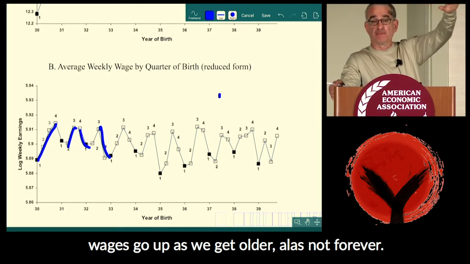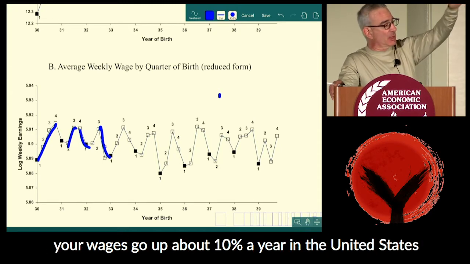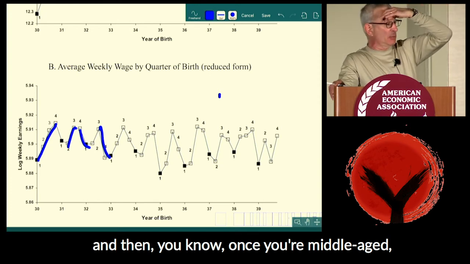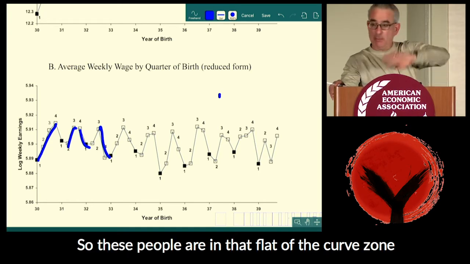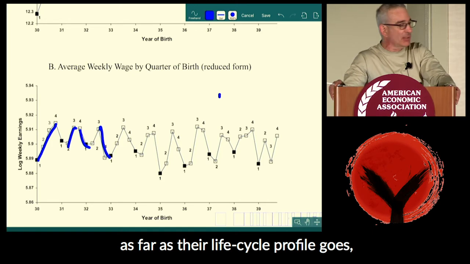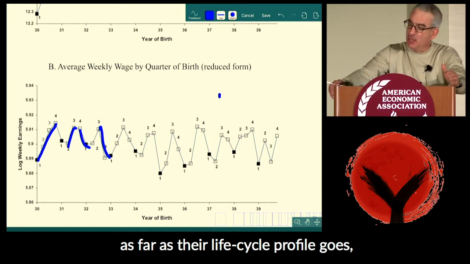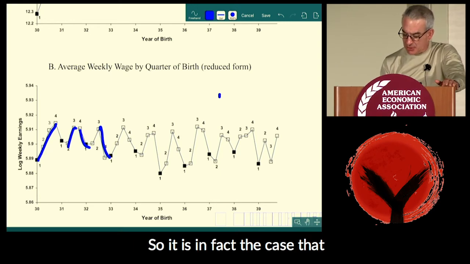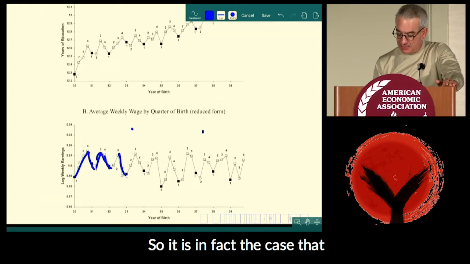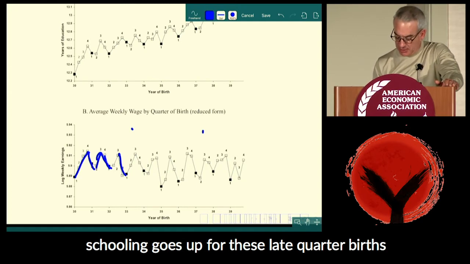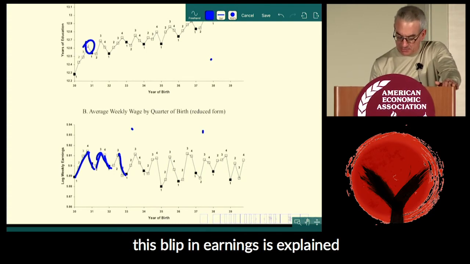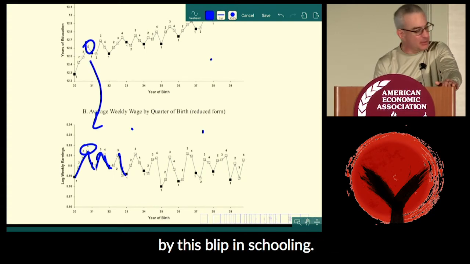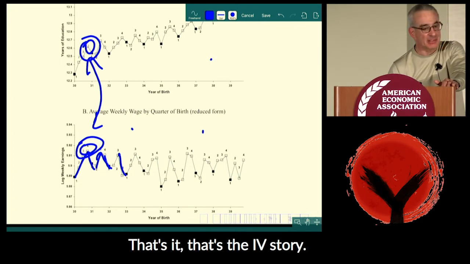Alas, not forever. When you're young, your wages go up about 10% a year in the United States. And then, once you're middle-aged, your wages kind of flatten out, okay? So these people are in that flat zone of the curve as far as their life cycle profile goes, but they also have this ratcheting. So it is in fact the case that schooling goes up for these late quarter births and earnings go up. And the IV claim is that this blip in earnings is explained by this blip in schooling. That's it. That's the IV story.